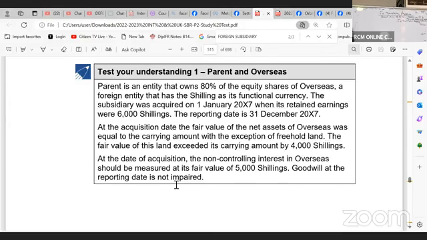Parent is an entity that owns 80% of the equity shares of Overseas, a foreign entity that has the shilling as its functional currency. The subsidiary was acquired on 1st X7 when its retained earnings were 6,000 shillings. The reporting date is 31st December X7. At the acquisition date, the fair value of the net assets of Overseas was equal to the carrying amounts, with the exception of freehold land. The fair value of this land exceeded its carrying amount by 4,000 shillings. At the date of acquisition, the non-controlling interest in Overseas should be measured at its fair value of 5,000. Goodwill at reporting is not impaired.